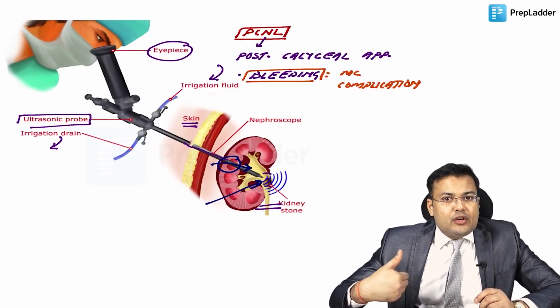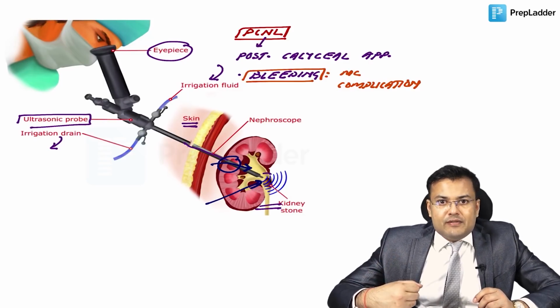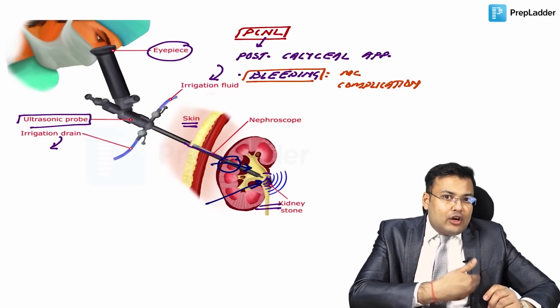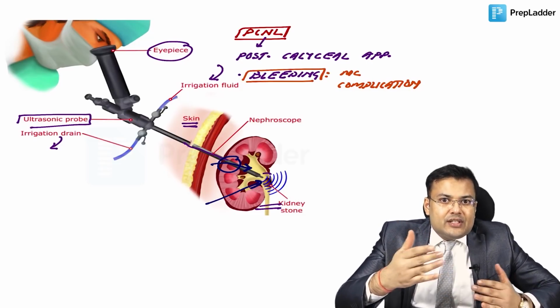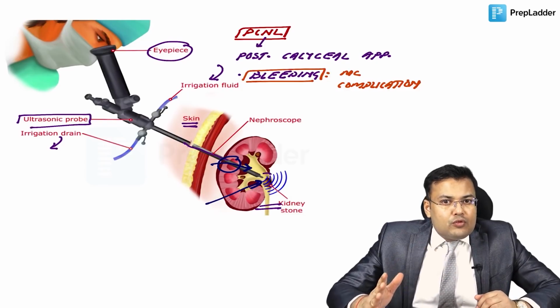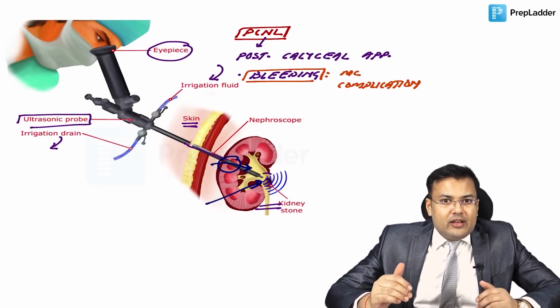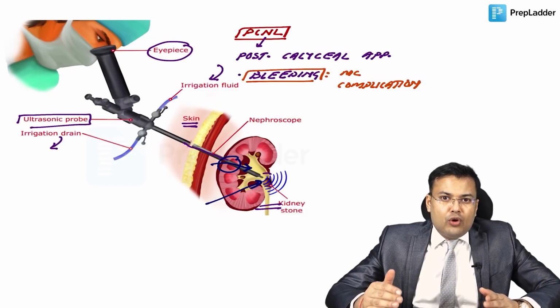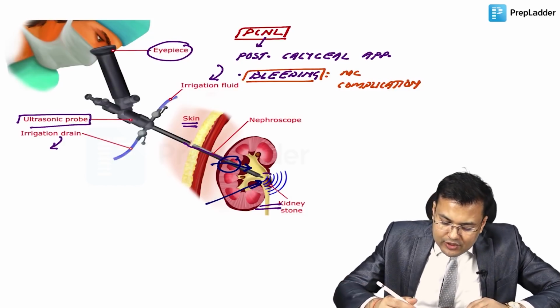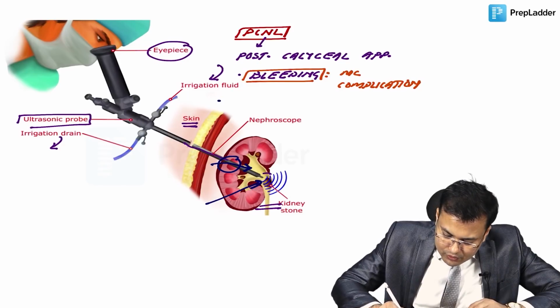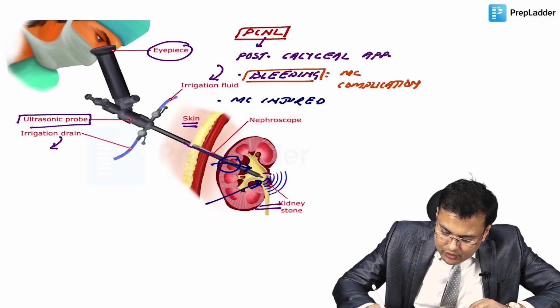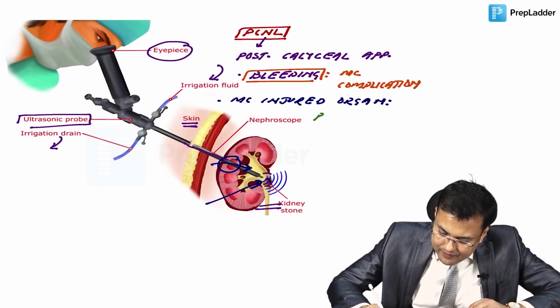Second, you can injure colon because colon is in close relation with kidney. And if you talk about spleen on left side, you must be knowing that there is relation between left kidney and spleen. So the most commonly injured organ is pleura, followed by colon, followed by spleen. Okay. So if a question is asked, what is the most commonly injured organ? So the most commonly injured organ is pleura, followed by colon, followed by spleen.